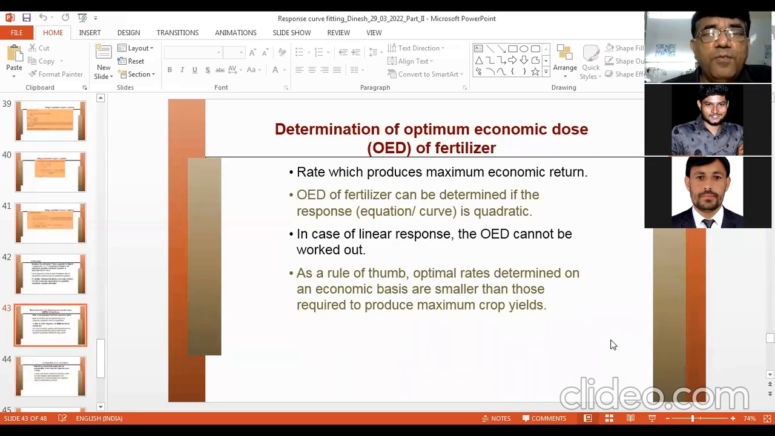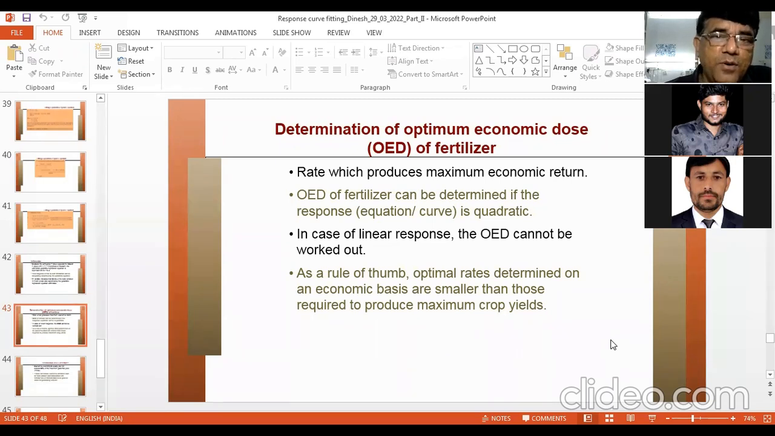If I ask you what is meant by optimum dose, you can reply, sir, it is the rate which produces maximum economic return. In case of linear response, you cannot determine the optimum dose. A rule of thumb is that optimal rates determined on an economic basis are smaller than those required to produce maximum yield. So definitely economic rates are lower than the rates which are required to produce maximum yield. Maximum yield will never give you maximum return. It is the optimum yield that will give you optimum returns.